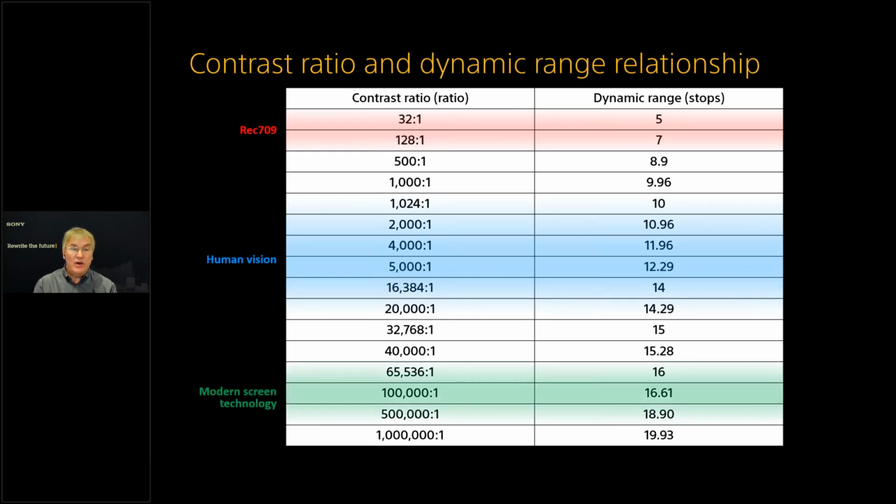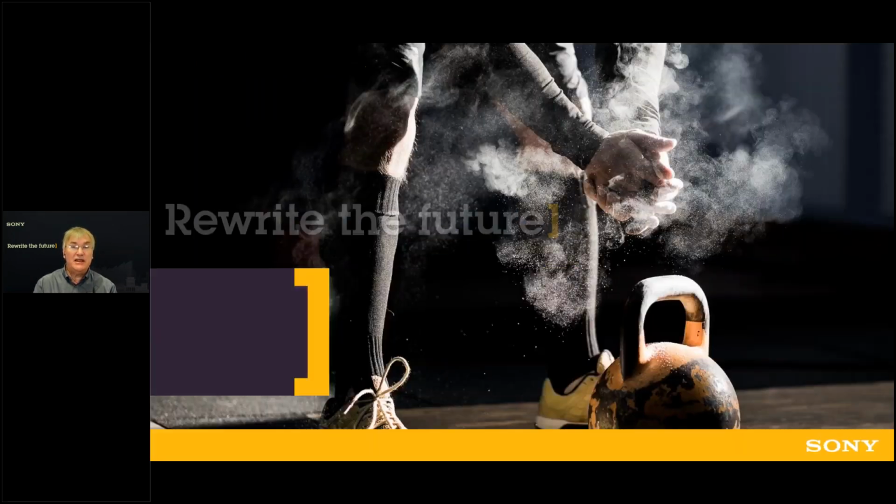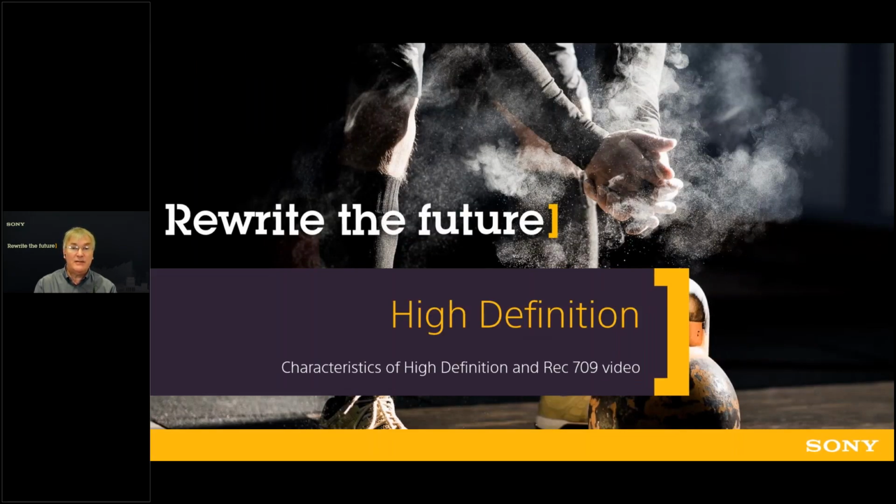With modern technology, we can now achieve anything up to about 16 stops, and we have monitors, certainly professional monitors, that can achieve nearly 1,000,000:1 contrast ratio. So that's where we are at the moment, and this is why we're trying to introduce new standards to move beyond Rec. 709 into new territory where we can start to take advantage of these extended dynamic range areas.